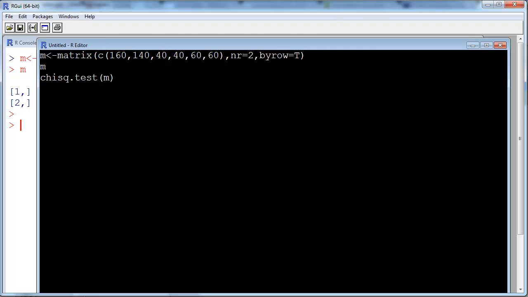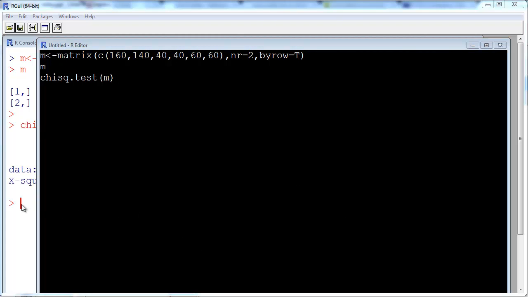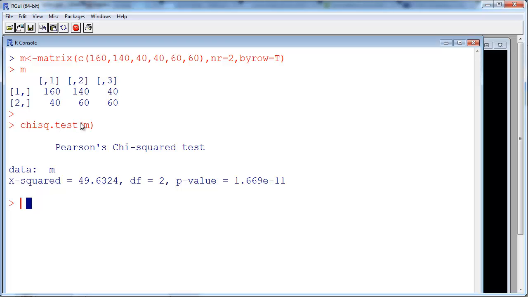and this will give you the result. So let us see the result. You have the chi-square test on M, and the only thing you are worried about is the p-value. Here the p-value is very small. This is 1.669 times 10 to the power of minus 11. This is less than 0.05. So you reject the null hypothesis which is associated with this contingency matrix.